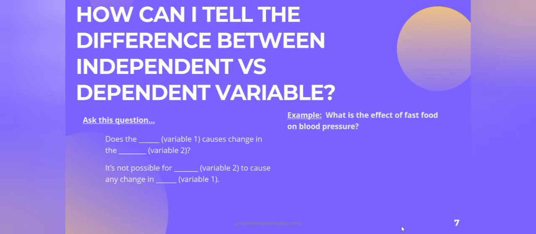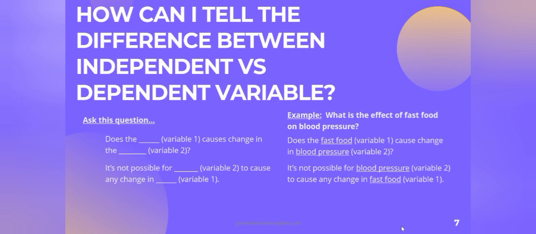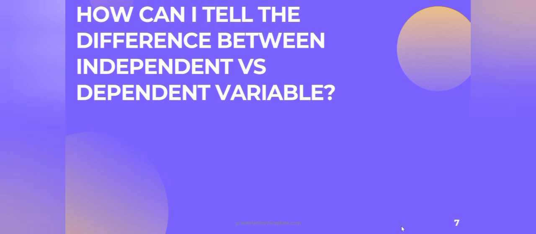So an example is, what is the effect of fast food on blood pressure? We can ask these questions and fill those in with the variables. So we can ask, does fast food cause change in blood pressure? Okay, yeah, that makes sense. But if we reverse that, does blood pressure cause change in fast food? Not so much. It's not possible for blood pressure to cause any change in fast food. So then we should be able to identify, okay, the IV is the fast food and the dependent variable is the blood pressure.